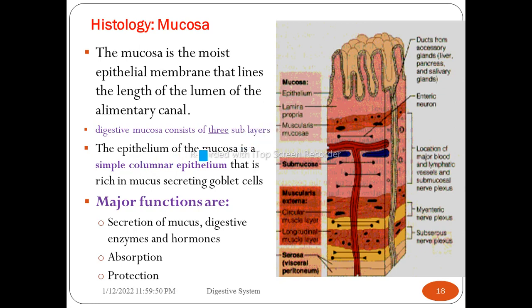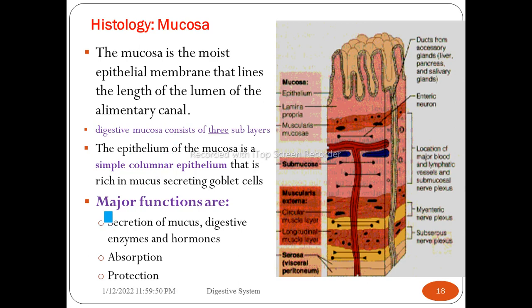The epithelium of the mucosa is simple columnar epithelium. The epithelium found especially in the stomach and small intestine is simple columnar epithelium that is rich in mucus-secreting cells, which are known as goblet cells. Goblet cells are cells which secrete mucus. So simple columnar epithelium lines the epithelial part of the mucosa.